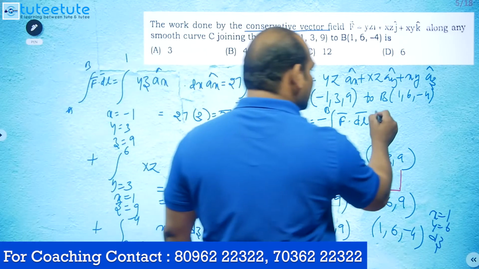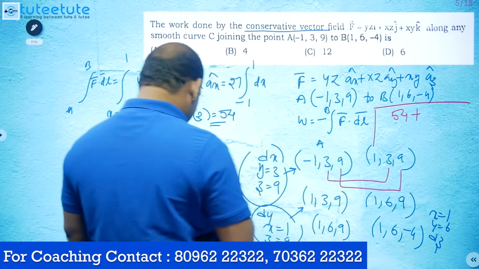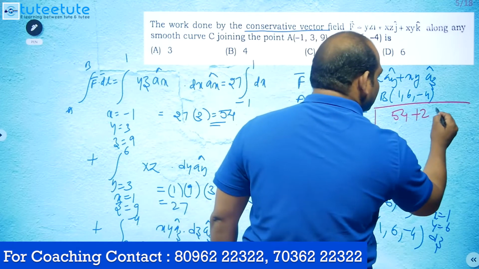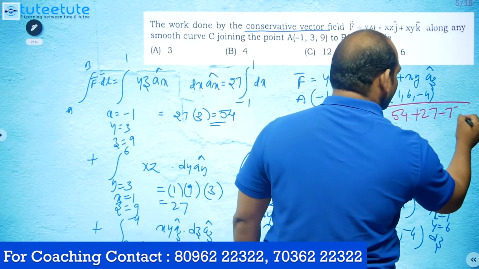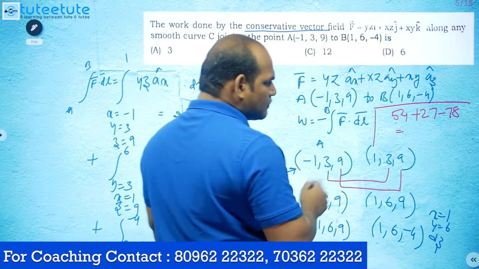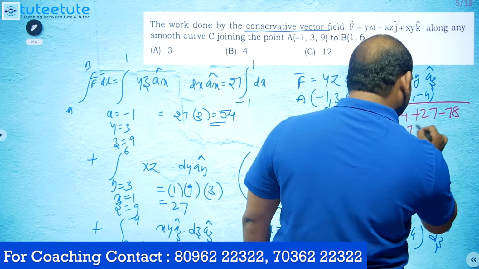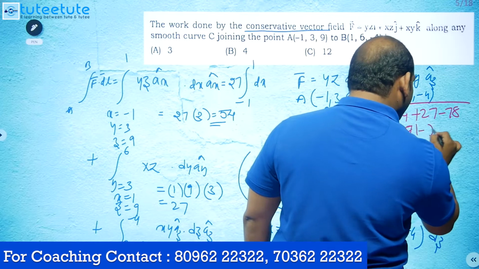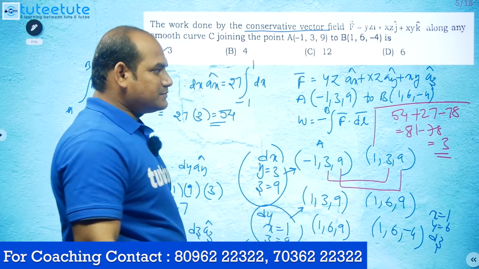Here I am writing, don't confuse here. So first path work is 54, second path work is 27, and third path work is -78. So what we will get here is 81 minus 78, which is equal to 3. Okay, so this is the answer.